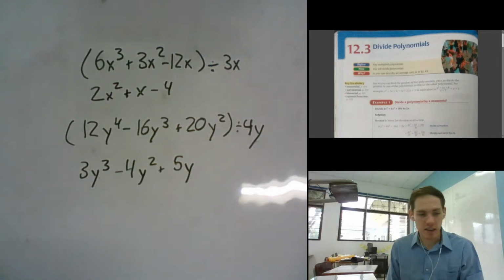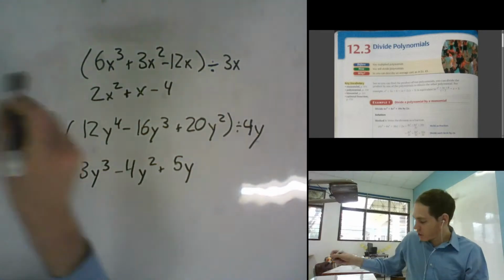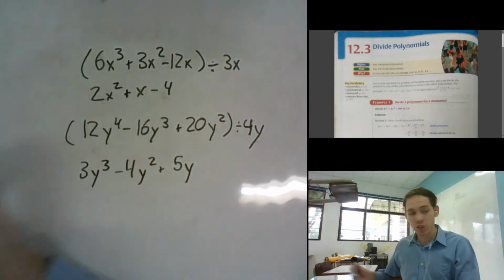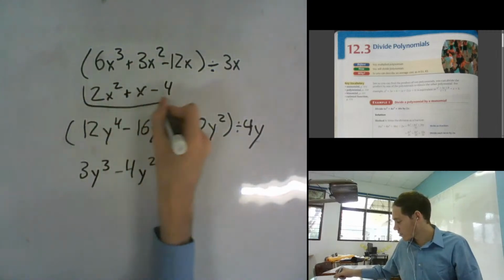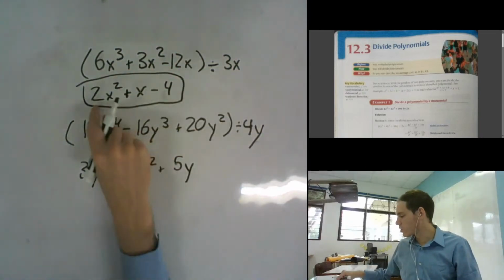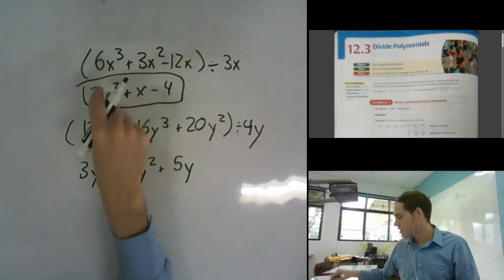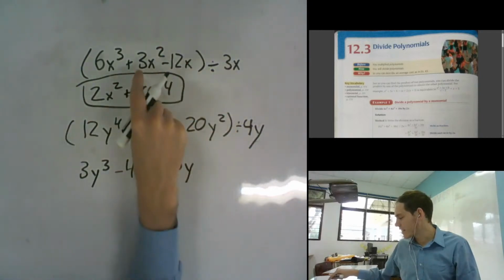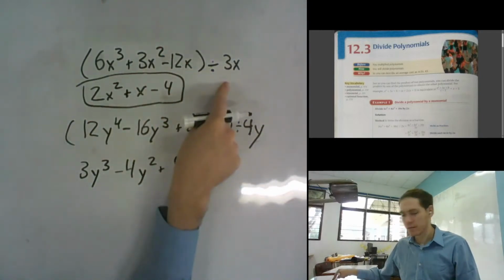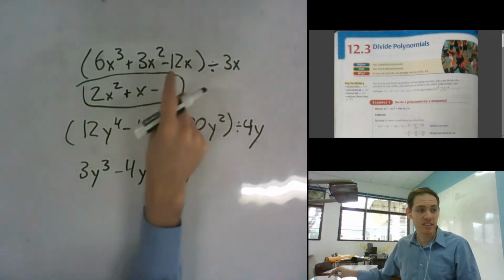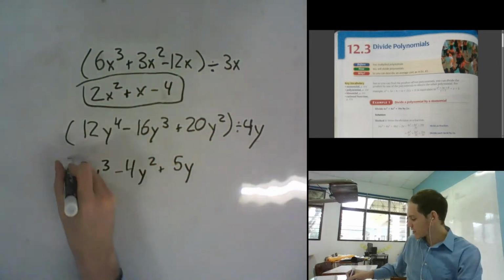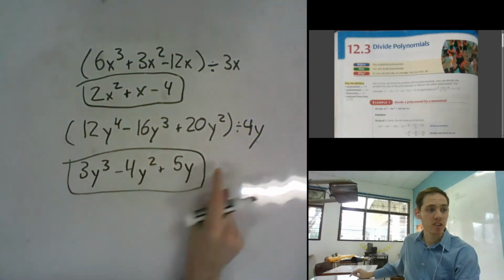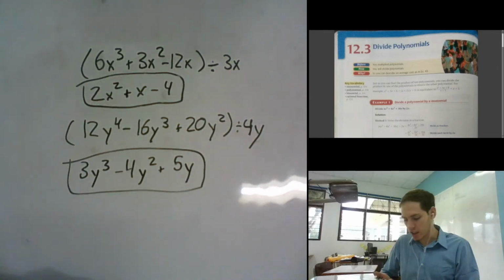Okay, so checking this. What I do to check is I multiply our solution, our answer, by our original. So 2x squared times 3x is 6x cubed. That's correct. X times 3x is 3x squared. That's correct. Negative 4 times 3x is negative 12x. And that's correct. And this one's also going to be the same way if we multiply our solution times the original divisor.